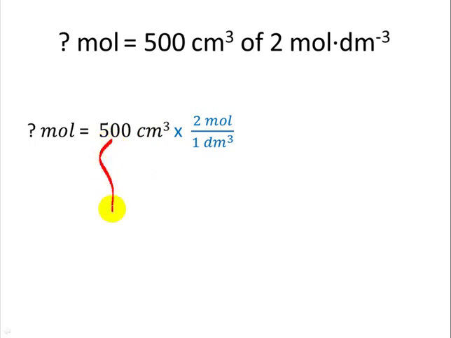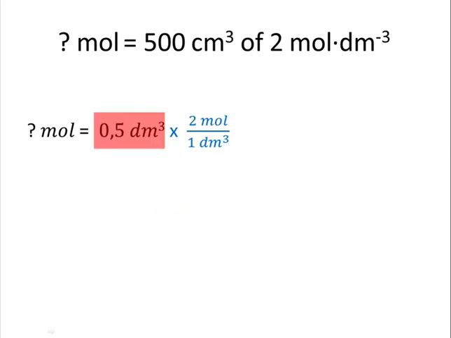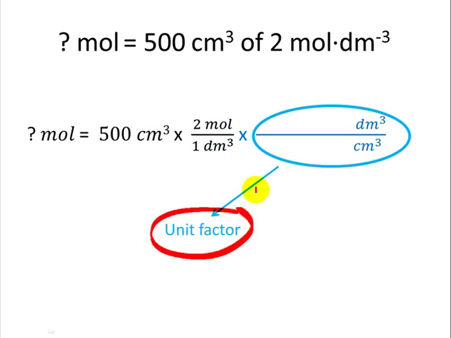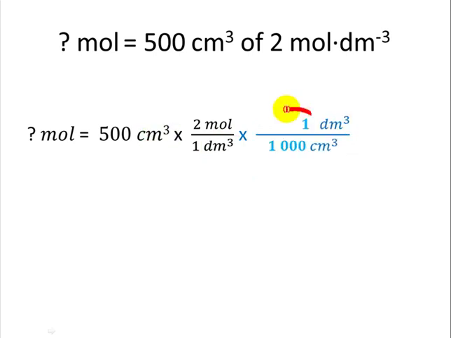So you can solve this problem by either just knowing that 500 centimeter cubed is 0.5 decimeter cubed, or else you can do it the long way and introduce a unit factor where we have decimeter cubed at the top to cancel that decimeter cubed, centimeter cubed at the bottom to cancel that centimeter cubed. And we know that 1 decimeter cubed is 1,000 centimeters cubed. We do that whole calculation and our answer is 1 mole.